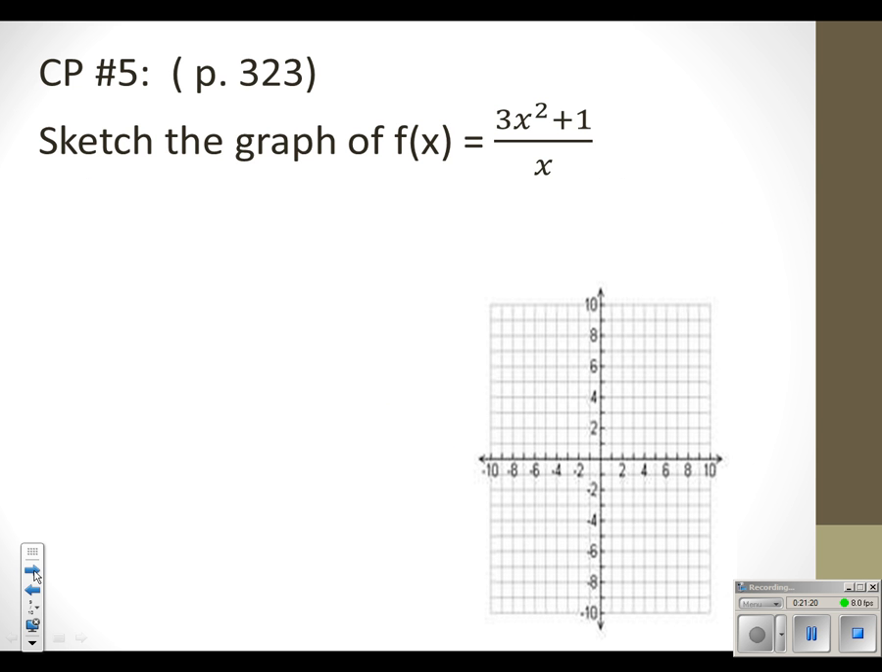Let's work with this one. All right, looking at our numerator function and our denominator function, there is nothing that reduces or cancels out. So let's go ahead and find some intercepts.